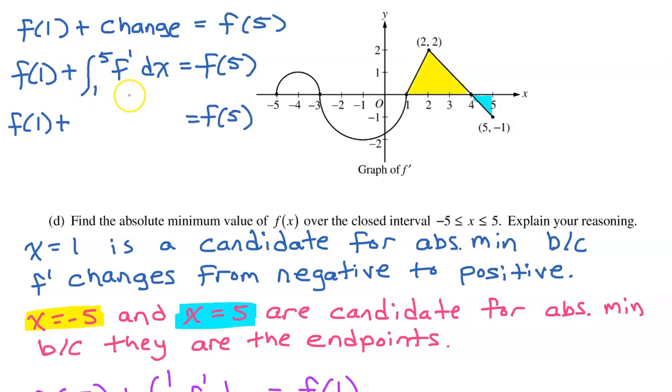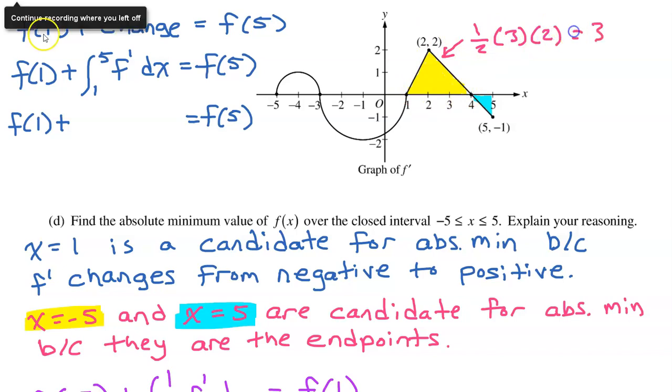Let's evaluate this integral by calculating the area between f prime and the x-axis between 1 and 5. So we have this yellow triangle above the x-axis. The area of a triangle is 1/2 base times height. The base is 3, and the height is 2. So that is 3, and because the area is above the x-axis, the area is +3. Let's go ahead and include that in our calculation.